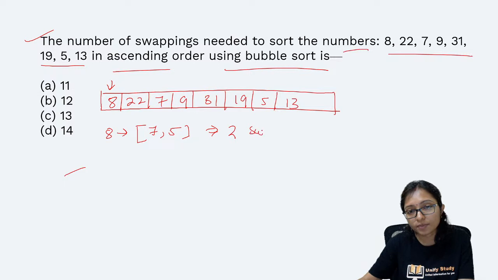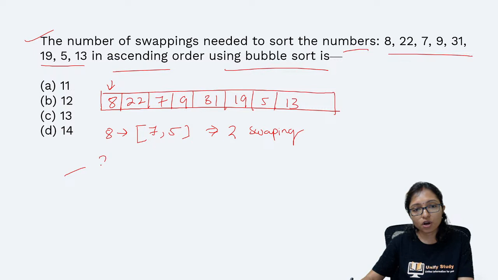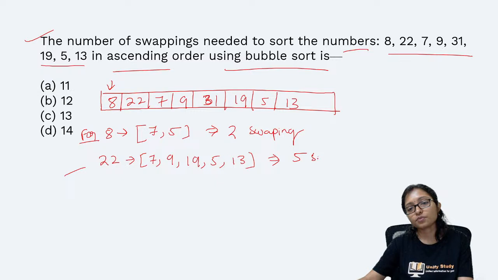After that, next for 22. Now for 22, how many swappings? How many elements are less than 22? You can see 7, 9, it was 31, it is not, 19, 5 and 13. So how many swappings will be there? 5 swappings.